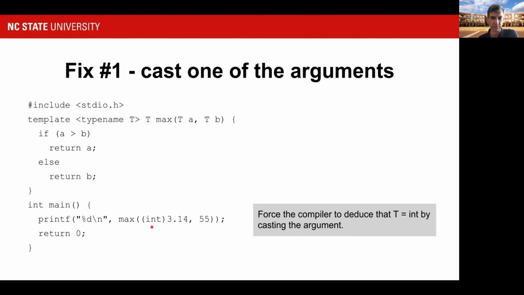What I could do is, if I really want them to be integer, I could come in here and add a cast onto my 3.14 and force this to become an integer. With a constant in the code, I could just edit the constant to be 3, right? That would be another solution. But if this were a variable of type double, then I might have to do a cast to turn it into an int. And then this forces the compiler to conclude that T should be int, and then it'll know how to call the template properly. That's one way we can fix it.